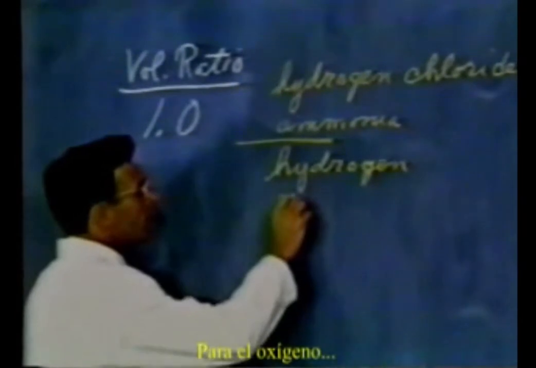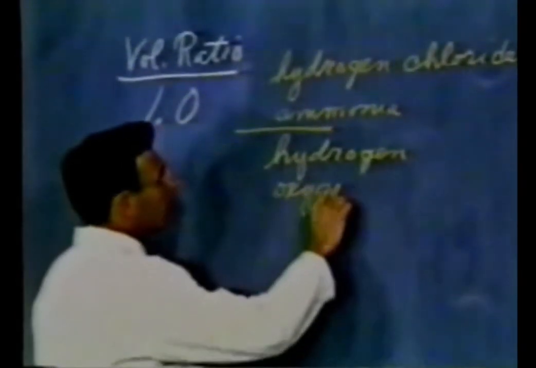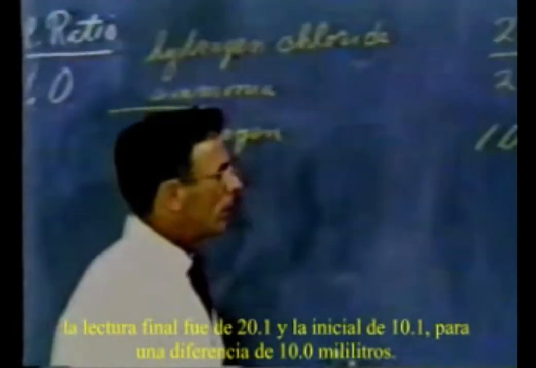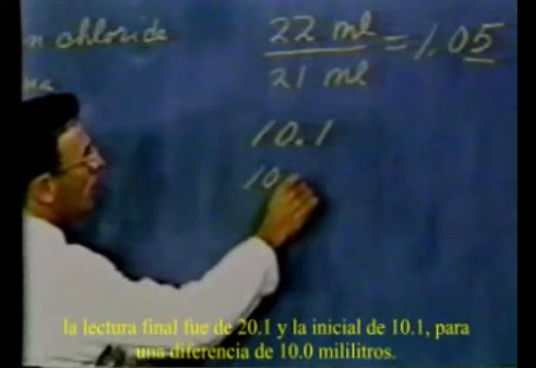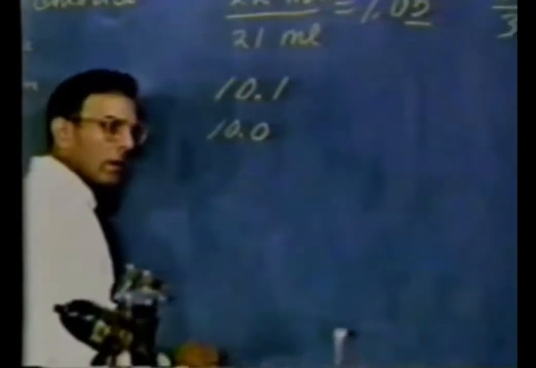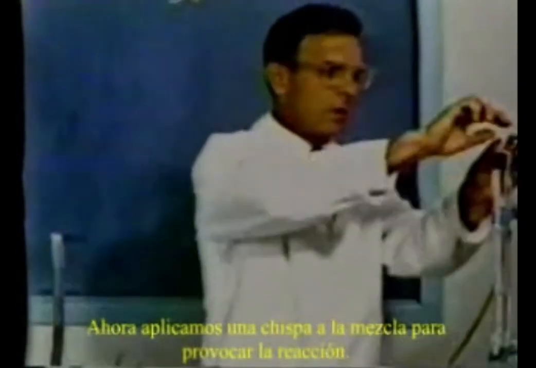For oxygen, the final reading was 20.1, the initial reading 10.1, the difference 10.0. Now we can ignite the mixture by means of a spark.